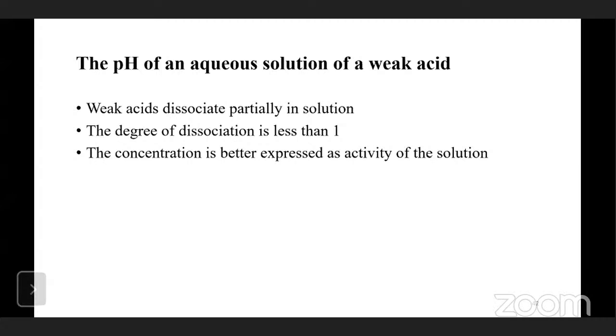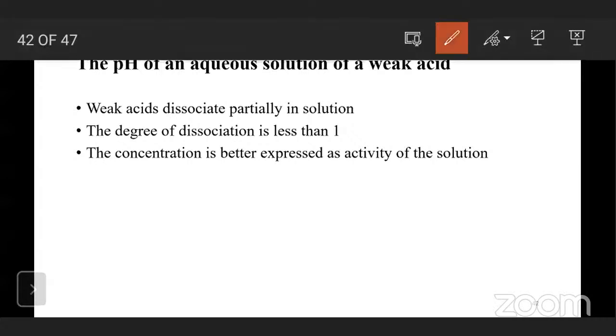We have to introduce the degree of dissociation of a weak acid into the expression that we'll use to calculate the pH of an aqueous solution of a weak acid. A weak acid does not dissociate completely in solution. So the degree of dissociation is less than 1.